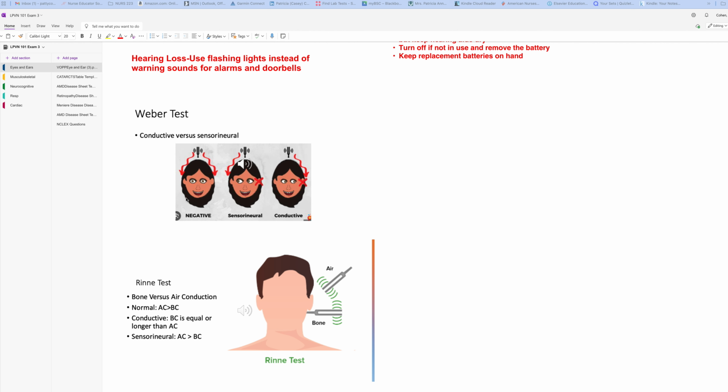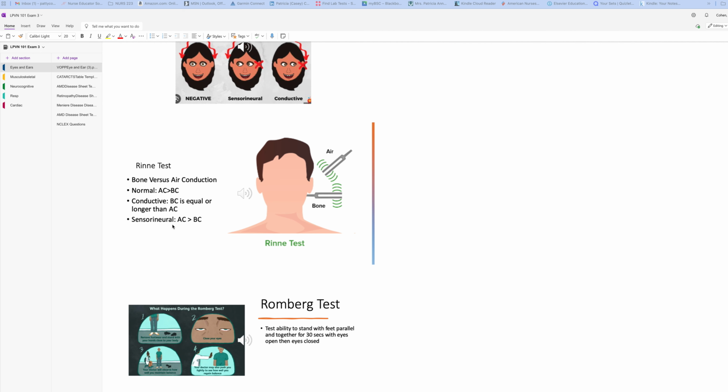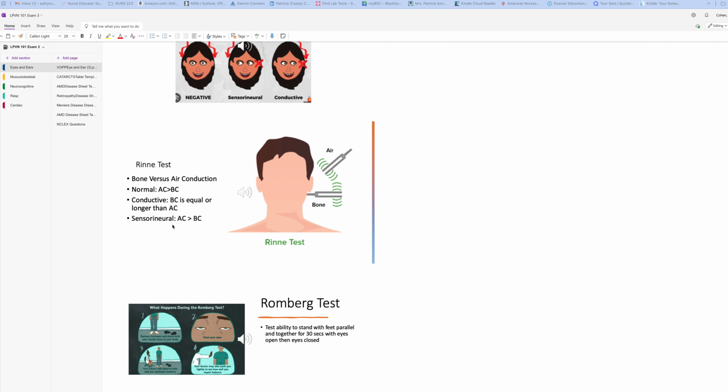Okay, with the Rinne test, this test is bone conduction versus air conduction. Okay, in normal, you have better hearing with air conduction than bone conduction. If somebody has conductive hearing loss, bone conduction is equal or longer.